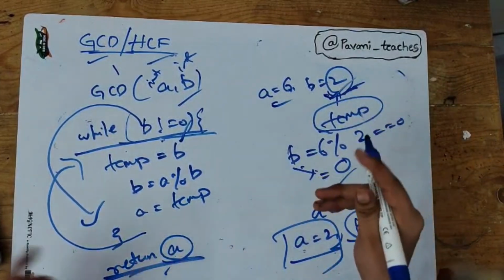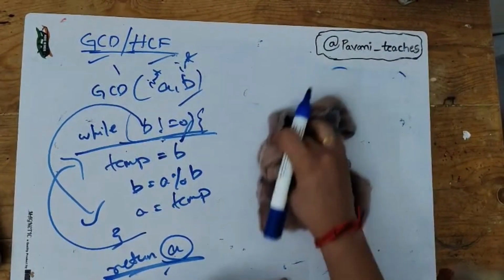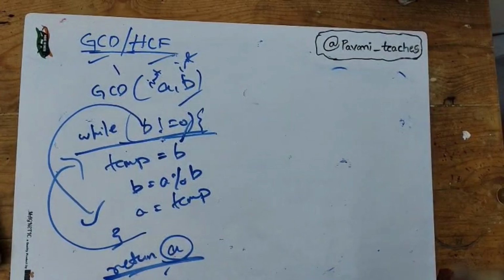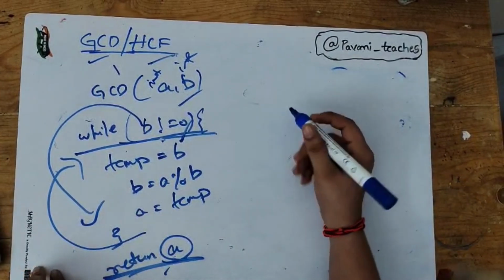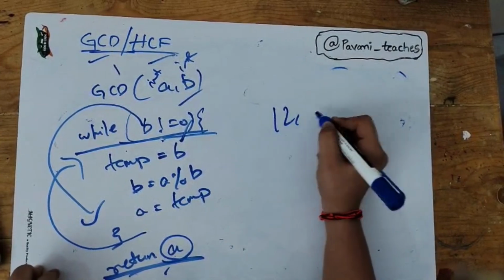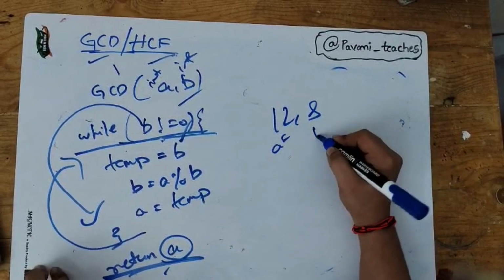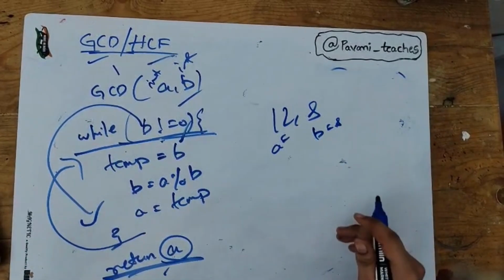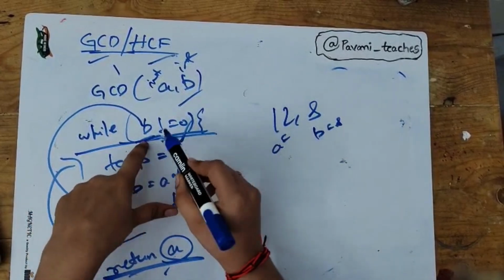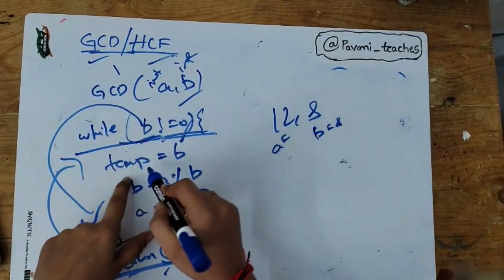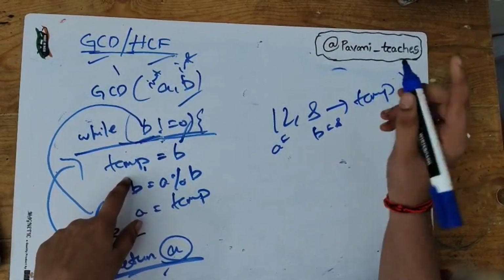Okay, now I'll explain with another example. I'll take the values as something like 12, 8. a will be 12 and b will be 8. Now it will check this condition whether b is not equal to 0. Yes, it is not equal to 0. It will go inside the while loop and store this b value in the temporary variable.